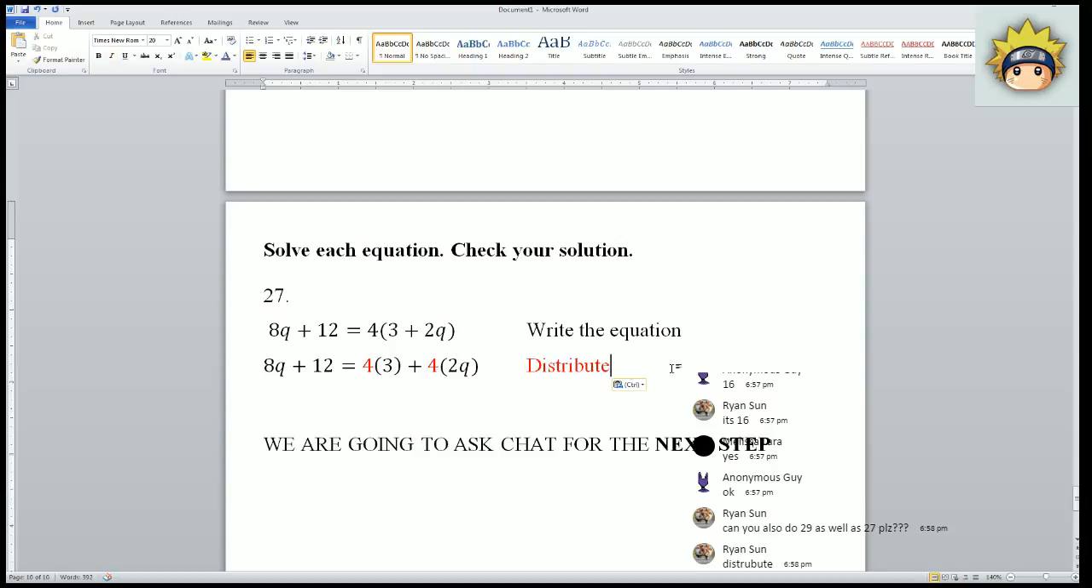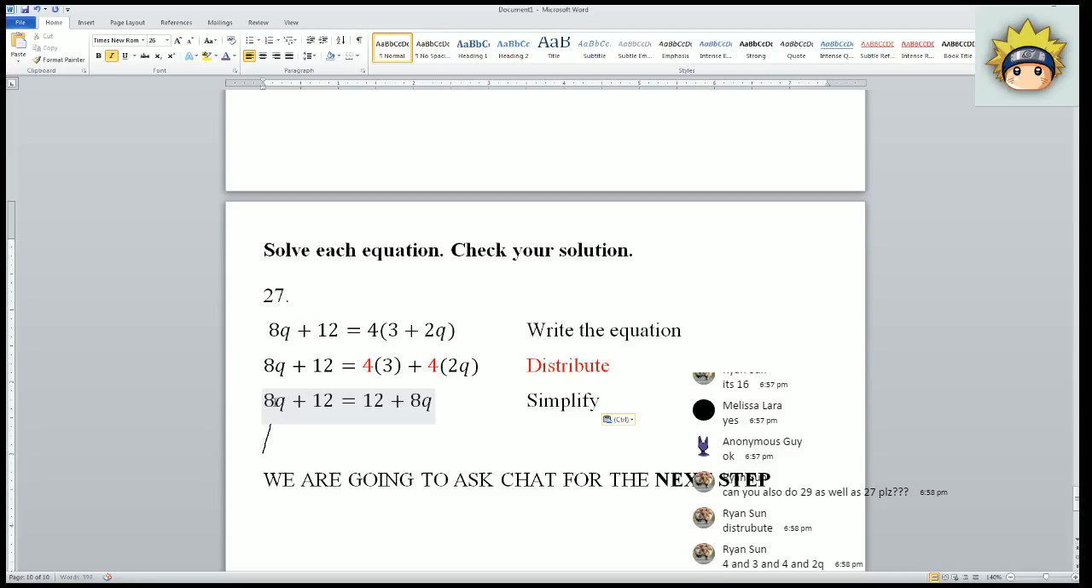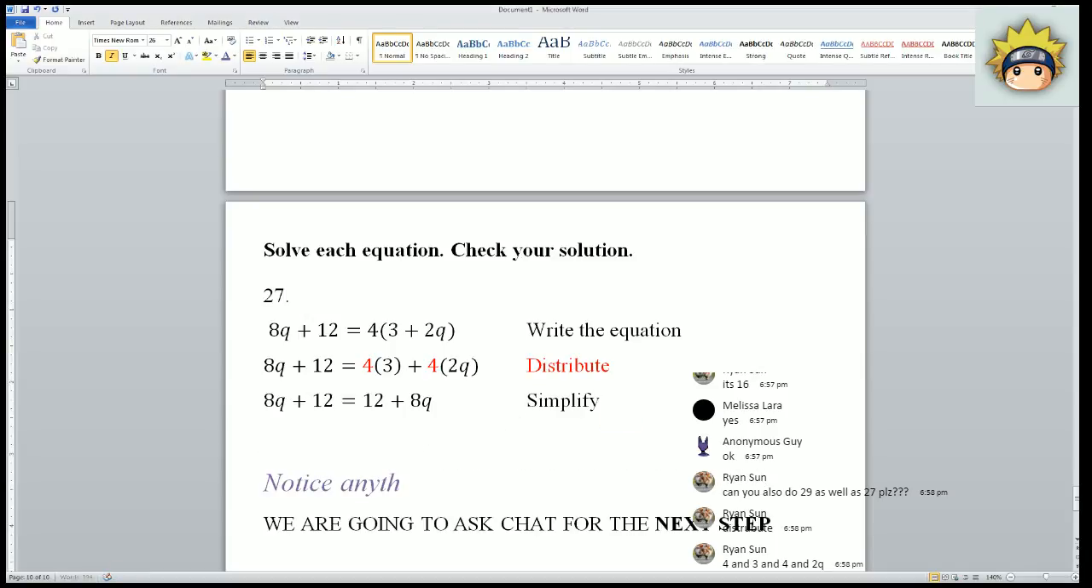Are we good here after I distribute? Good. And 4 times 3 is 12, and 4 times 2Q becomes 8Q. Good? Alright. Do you notice anything? Notice anything yet?